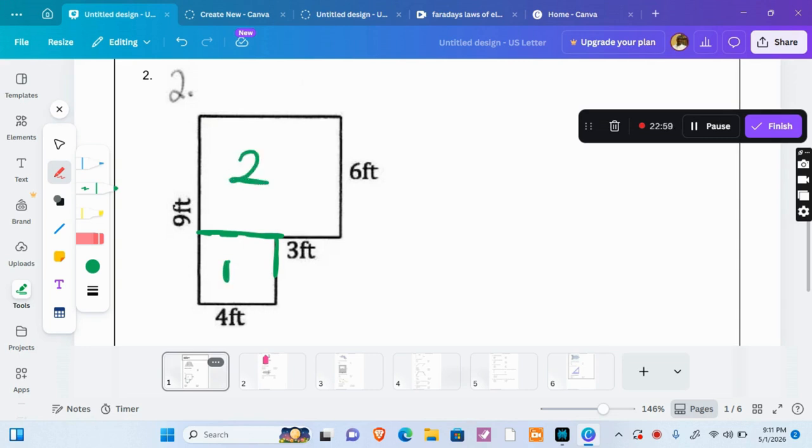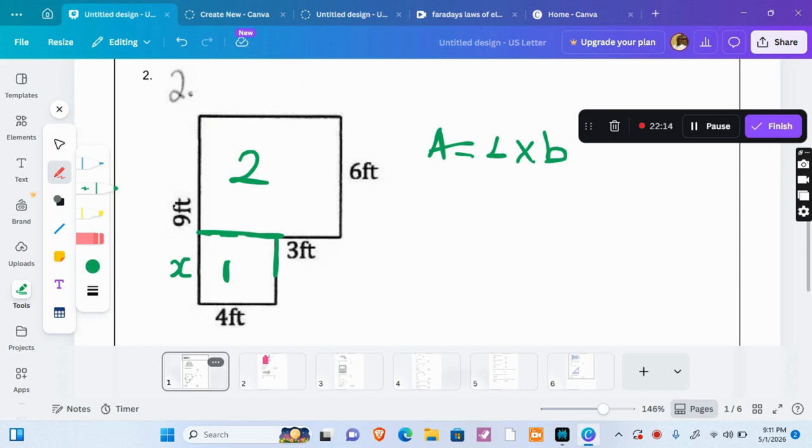So we need to calculate the area of the two rectangles. But to do that, you need to know the missing side. Because for this first rectangle 1, I know one of the sides is 4 feet, but I don't know the second side. And you know, the formula for area of a rectangle is A equals length times breadth. Here we just know one of the sides, which is 4 feet, which can be our length. So we don't know the breadth.